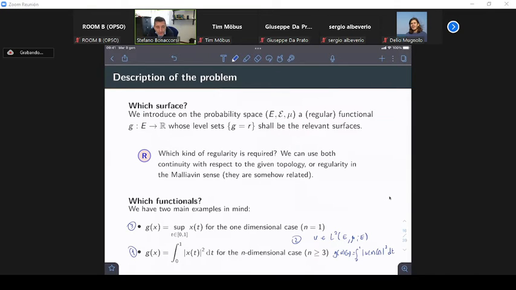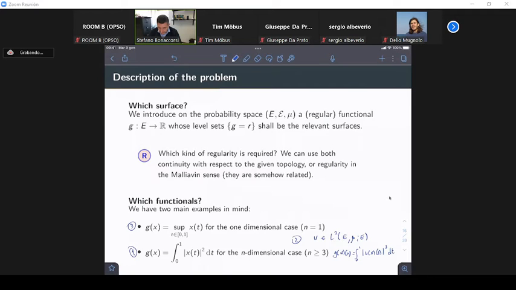Cases 1 and 2 are in the n-dimensional case for n greater or equal than 3, due to some technical problem that we have and that we are not able to overcome, even if there are some hints in the literature that it should be possible to go to the case n equal to 1 and 2 also.